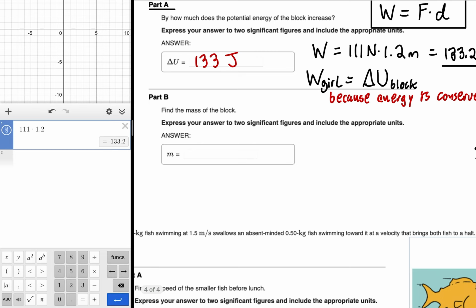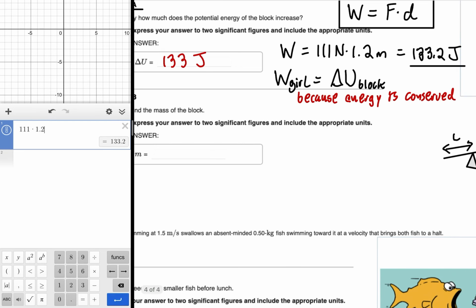Now we're asked to find the mass. So how do we go about doing that? Well, let's write down the form of potential energy. Potential energy has a couple of forms. There's one form for springs, for example. There's also potential energy in electrical systems. But the most common type is gravitational potential energy, which I've put a little g here to denote, g for gravitational.